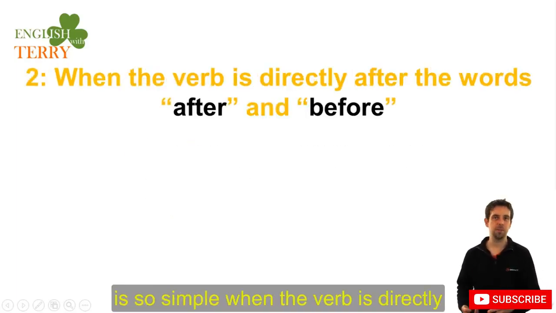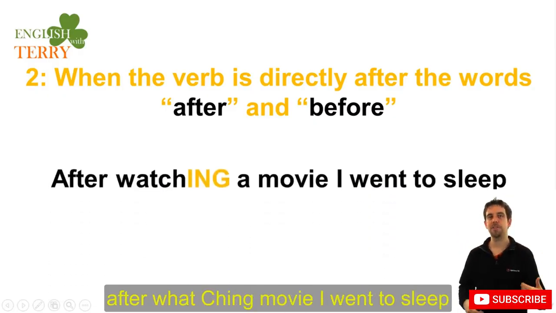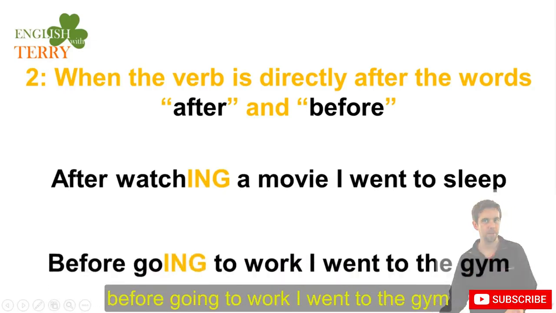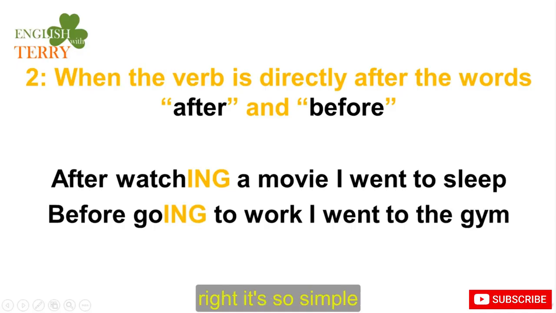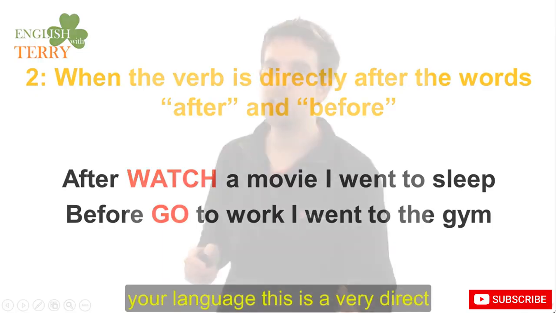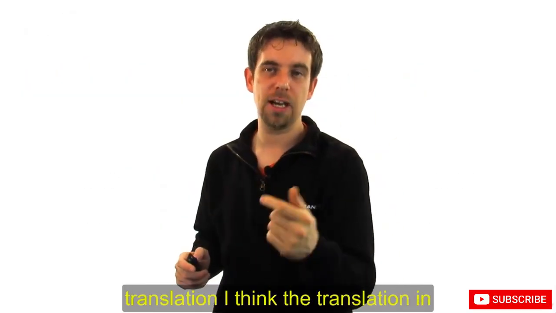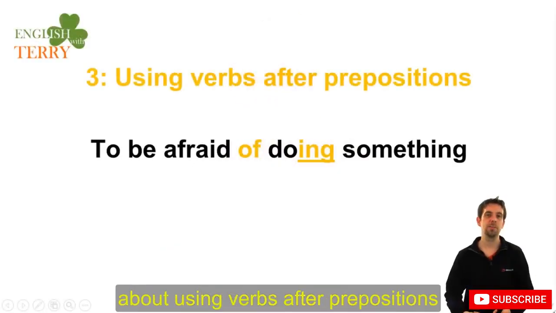The second one is so simple. When the verb is directly after the words after and before, right? After watching a movie, I went to sleep. Before going to work, I went to the gym, right? It's so simple. After watch a movie, I went to sleep. This is wrong. Before go to work, right? But in your language, this is a very direct translation. I think the translation in your language is correct, okay? In English, it's not.